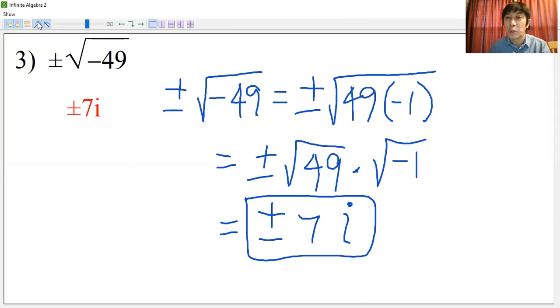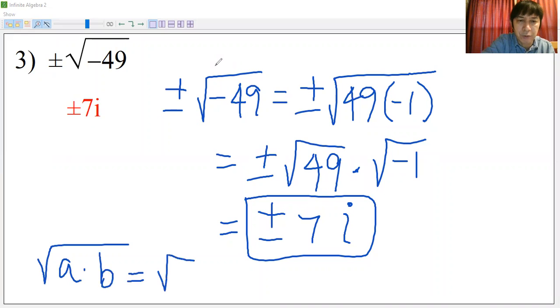Now, how come you can split the numbers 49 and negative 1 into 2 square roots? We actually have that from our algebra rule. The square root of a times b is equal to square root of a times the square root of b. So if you have the numbers 49 and negative 1 inside as radicand, you can split that into 2 square roots. So that's why we have square root of 49, it's over here, and square root of negative 1, it's over there. And that gives us the answer over here, plus or minus 7i.